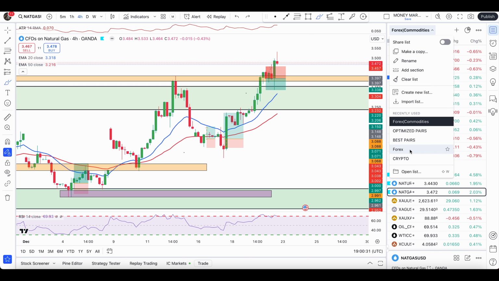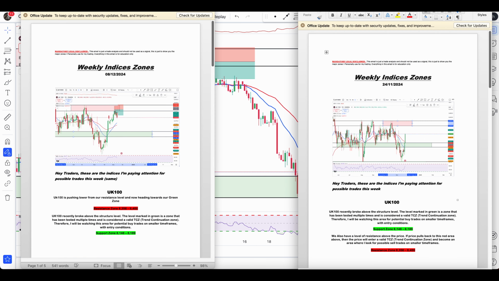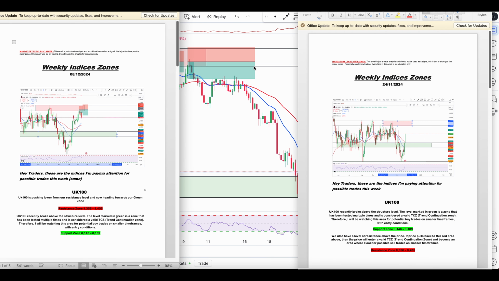Now, finally, I want to go through some indices. I want to show you 2 reports right in front of you. The first was sent on 24th of November. At that time, I sent 2 zones. First, the level of support, which is right here you see in green. The level of resistance where the price was heading to.